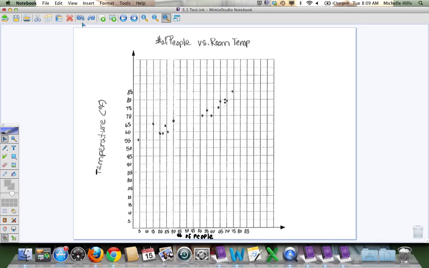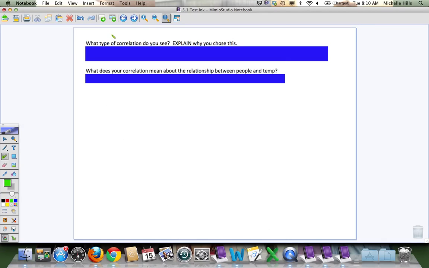A perfect one would be if I could absolutely draw a line and hit every single point. And it's positive because if I think just about a general line of fit, I'm not drawing the actual line of fit here, but if I drew a general line through those points, the slope of that line is positive. So the temperature increases as the number of people also increases. As one increases, the other one does too. So that's really what I ended up putting in my answers here.